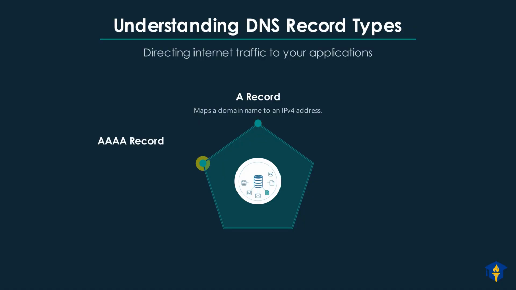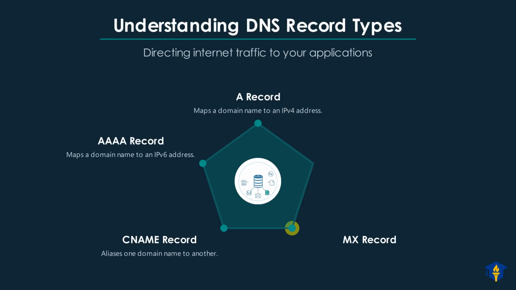Next, there is the AAAA record, which serves a similar purpose. This record maps a domain name to an IPv6 address. The CNAME record is another important type of DNS entry. This record essentially creates an alias, pointing one domain name to another.